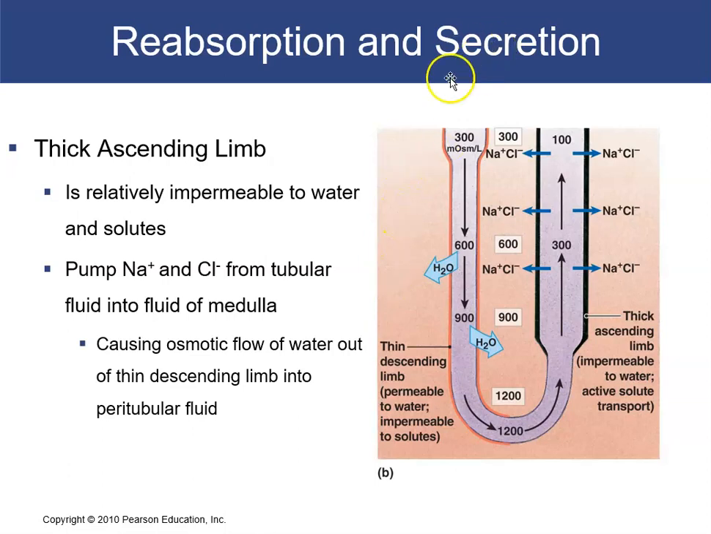So again, what you need to know is that the descending limb is where water gets pulled out. The ascending limb is where sodium and chloride get pulled out. And it's the ascending limb that is responsible for the water being pulled out of the descending limb. The whole gist of this, as I said in the beginning, is that half of all of the water in the filtrate will be reabsorbed through this process, and 2/3 of all of the sodium and chloride ions.